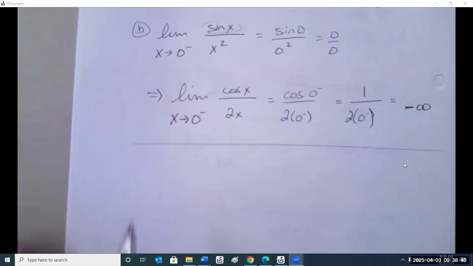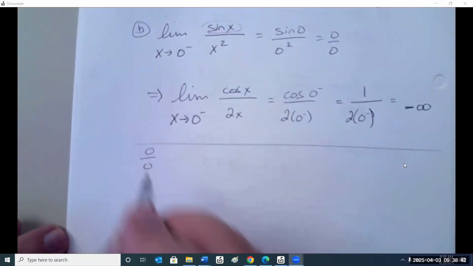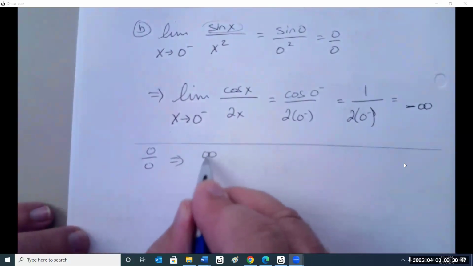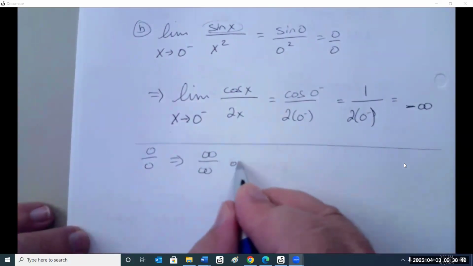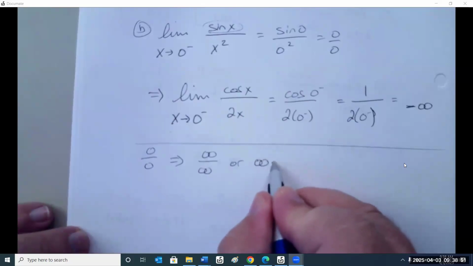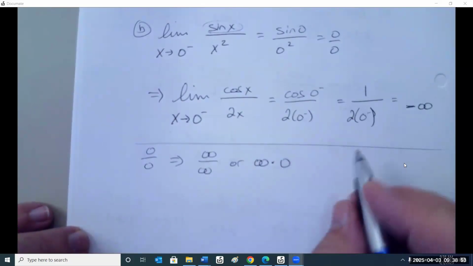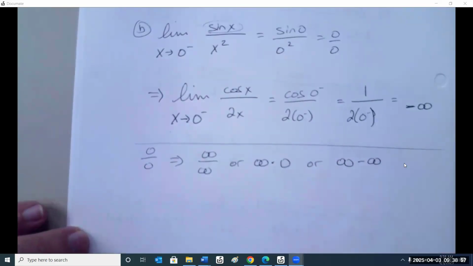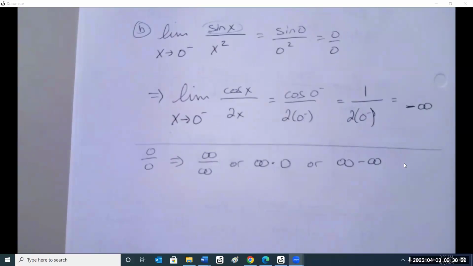Okay, so far what we've done, we've looked at 0 over 0. We can look at infinity over infinity, or infinity times 0, or infinity minus infinity. Those are all indeterminate. Again, since they are indeterminate, they all follow the same rule, L'Hopital's rule.